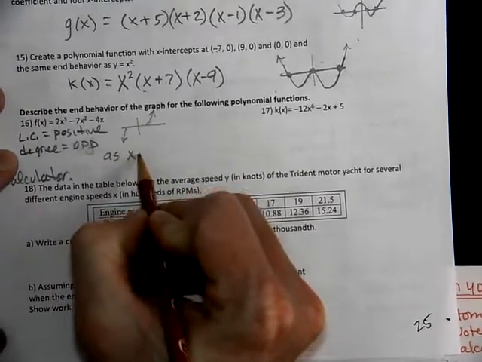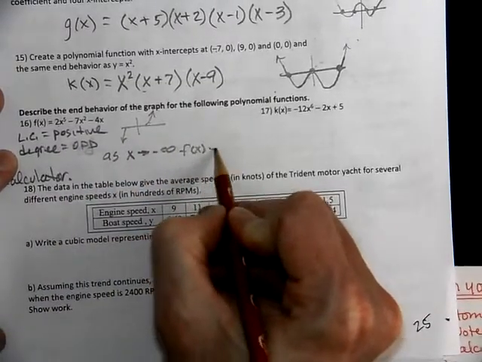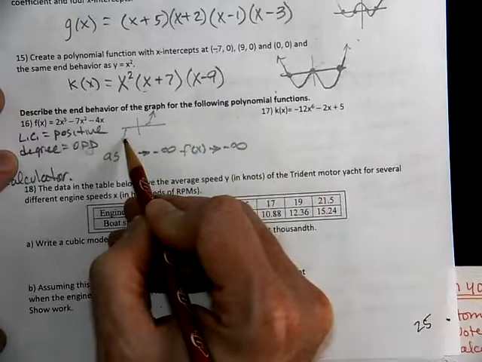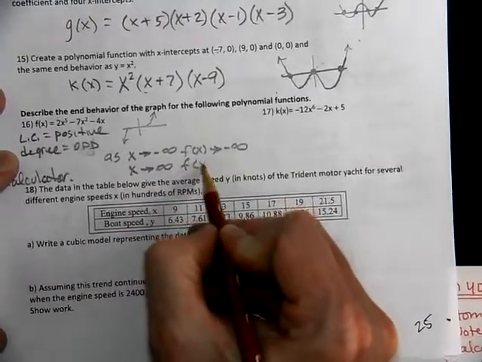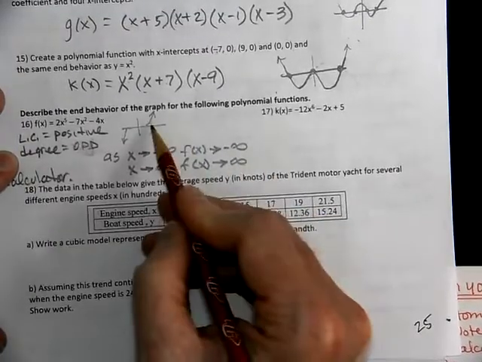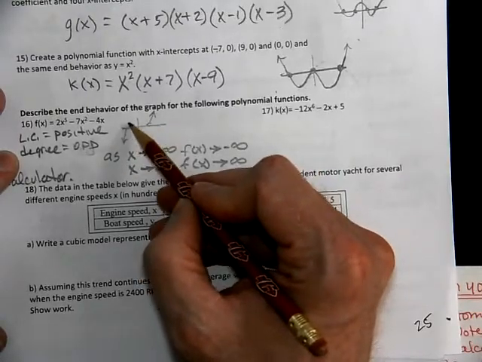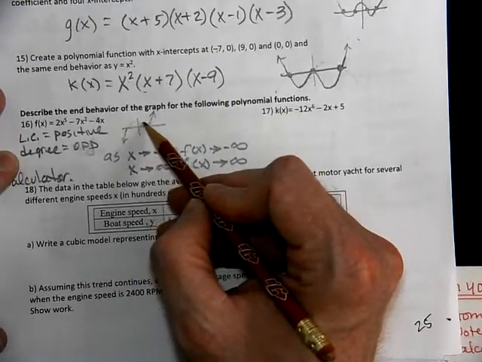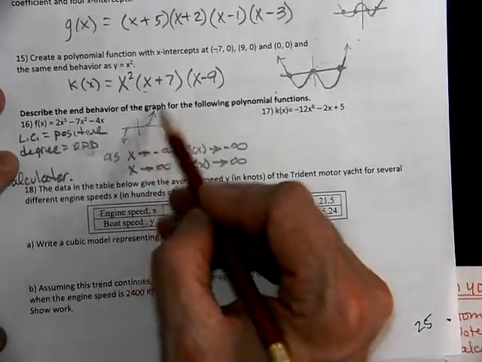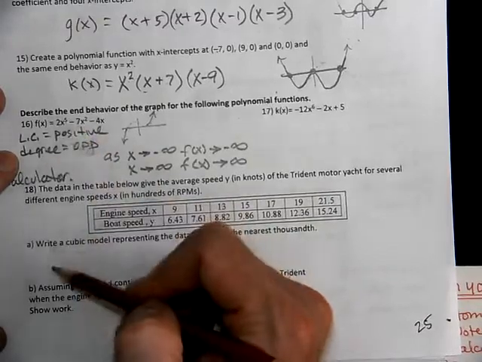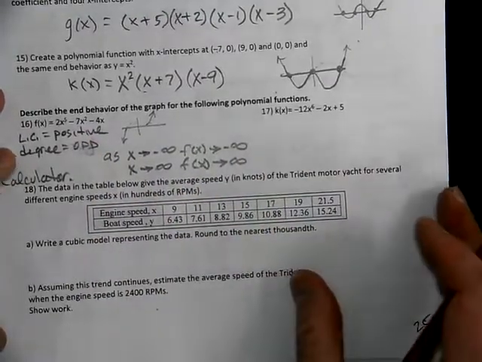So as x approaches negative infinity, I know my f of x is going to be dropping. As x approaches positive infinity, I know my function is increasing. I don't really know what's happening in the middle, but it'll be something close to that. It probably doesn't even go through and touch the x-axis twice. It's missing a lot of terms. But the end behavior is guaranteed to be this.